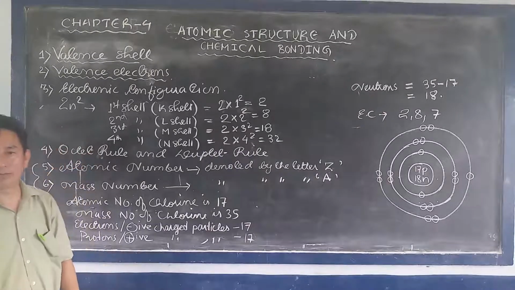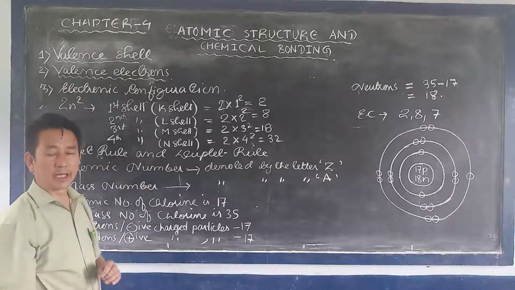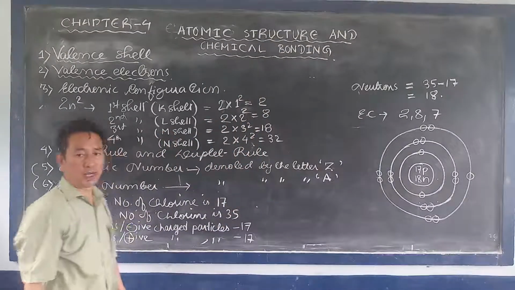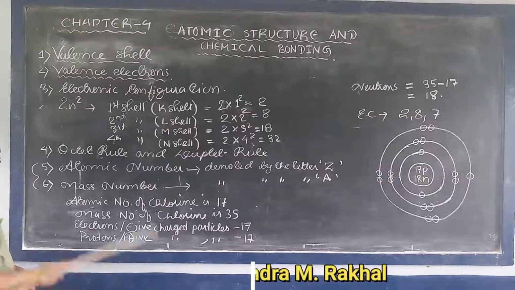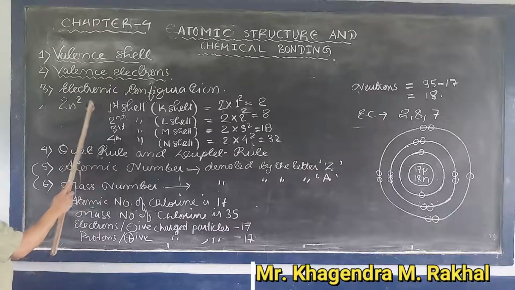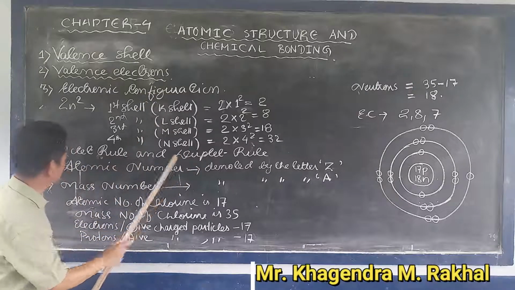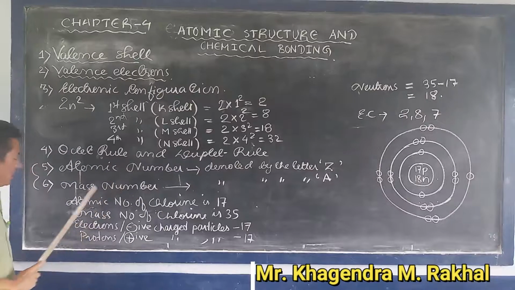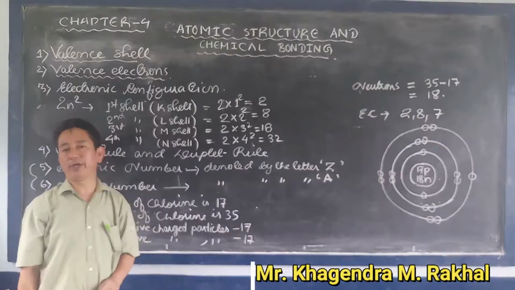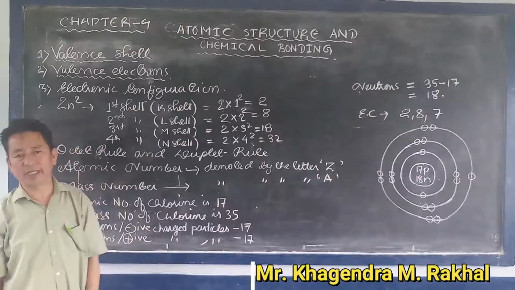Students, once again welcome back for the continuation of chapter 4 in chemistry, that is atomic structure and chemical bonding. Today I would like to explain valence shell, valence electrons, electronic configuration, octet rule and duplet rule, atomic number and mass number. For this you can refer to page number 66 to 70 in your textbook.